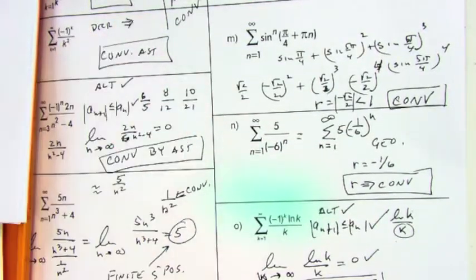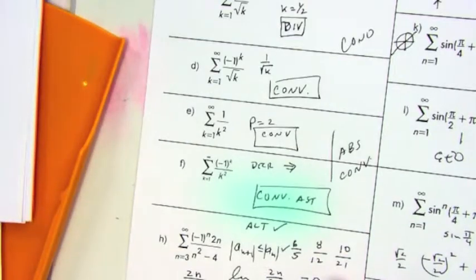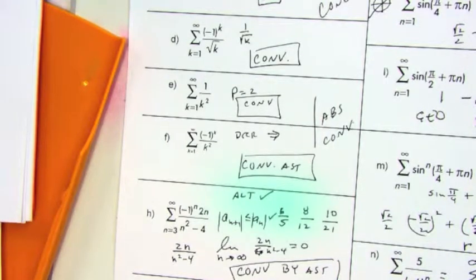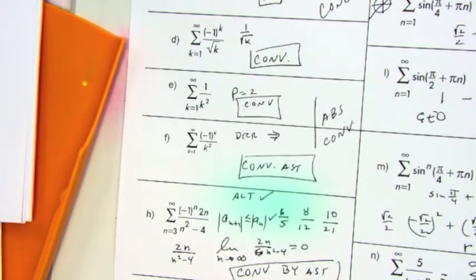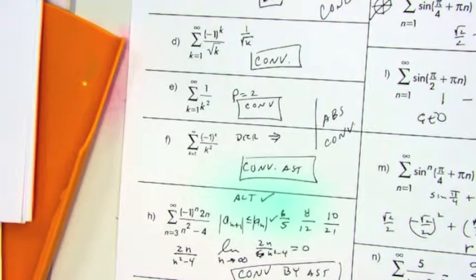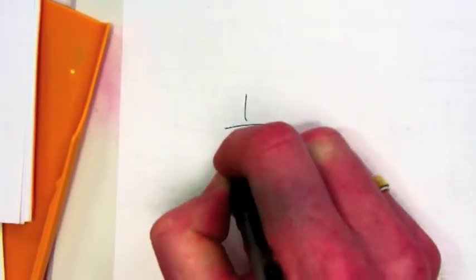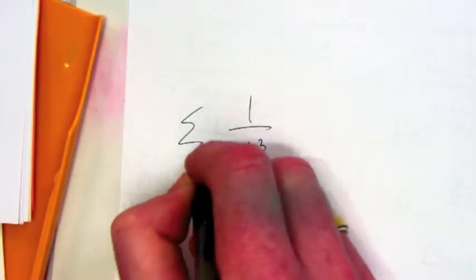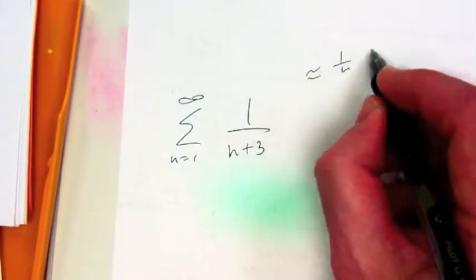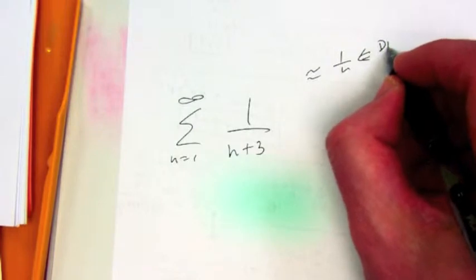This one we showed converges by AST. This one we showed was alternating, so it converges. And this one we used LCT, which is limit comparison test. You're comparing to a known series which either converges or diverges. We used converges in this case. Just like if I had 1 over n plus 3, say from 1 to infinity, this is a lot like 1 over n, which we know is a divergent p-series.